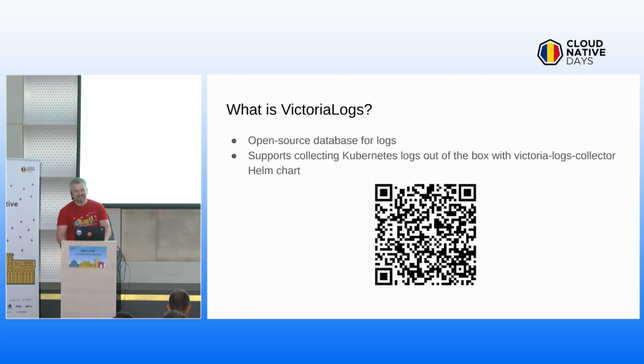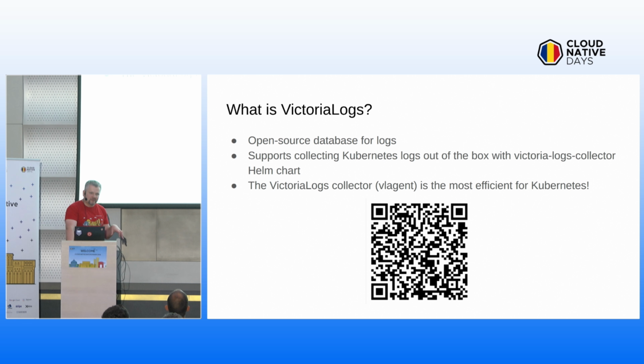It supports collecting logs from Kubernetes out of the box with a very simple Helm chart. You can scan this QR code and read documentation about this Helm chart and install it in your Kubernetes cluster, and it will instantly start collecting all the logs generated by all the pods inside your cluster and store them in the configured destination, usually VictoriaLogs.